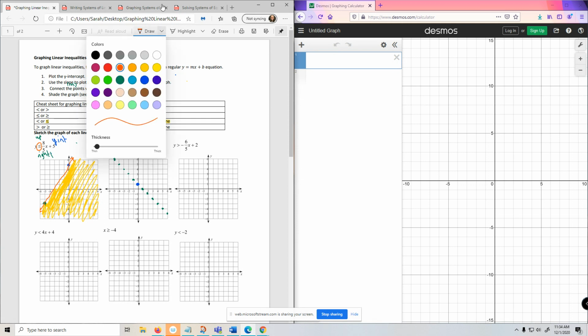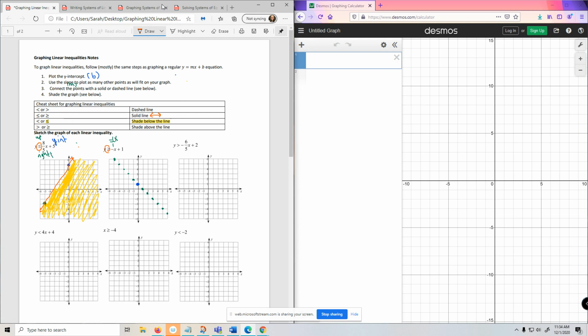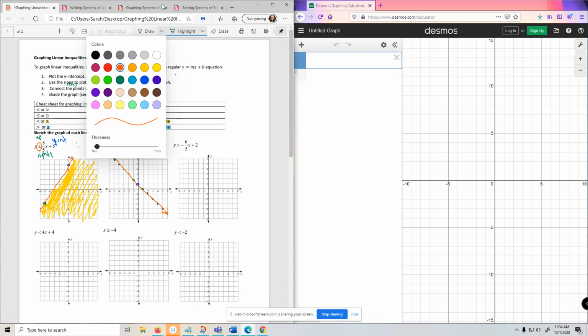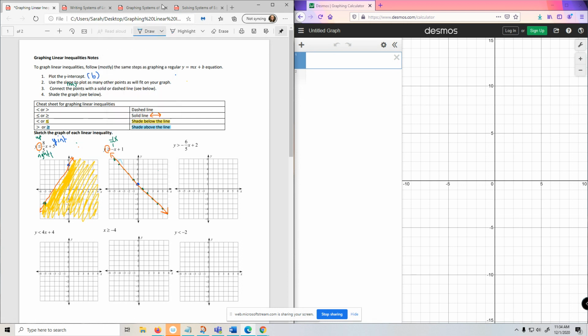From here, let's look at our inequality. My inequality is greater than or equal to. Greater than or equal to is also a solid line. And then since it's greater than or equal to, I'm going to be shading above the line. And so again, if you're doing this by hand, you can just squiggle and do your best. All of the points above that orange line are part of my solution set, as well as all the points on the orange line.